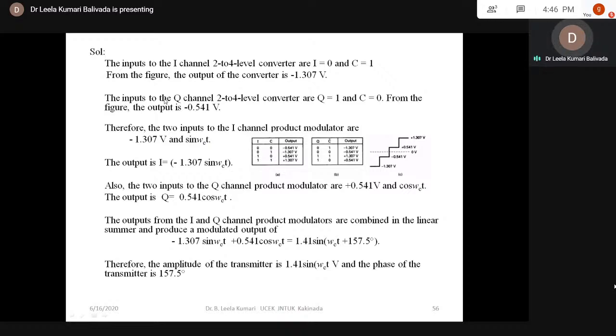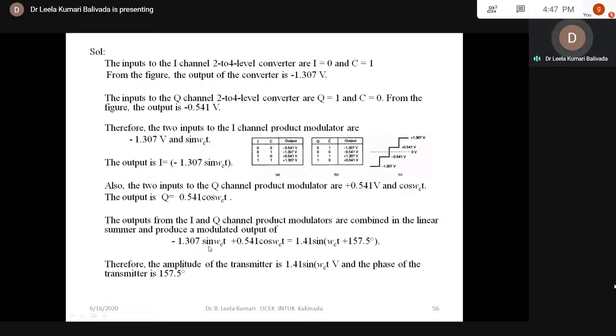Okay. And the inputs to the Q channel converter are Q1 and C0, because the complement of C appears at the input of the Q channel 2 to 4 level decoder. C1 is given, so C complement appears. Therefore, Q1 C0 means plus 0.541. Q1 means plus 1, C0 means 0.541.